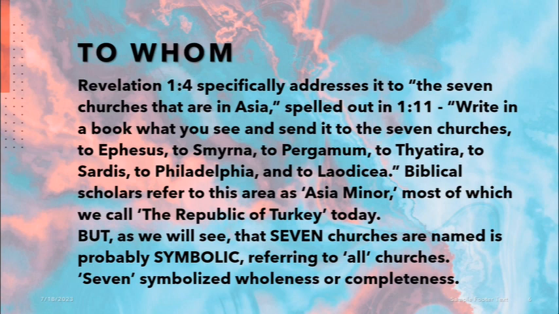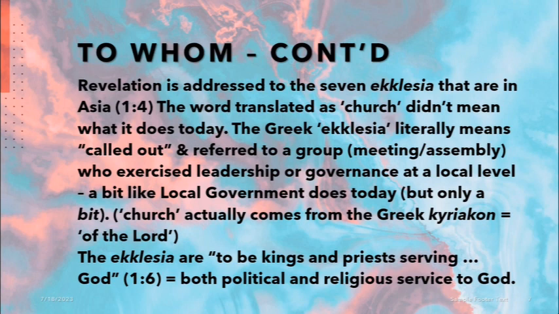But as we'll see, that 7 churches are named is probably symbolic, because the number 7 was symbolic of wholeness or completeness. So the fact that it was 7 churches implies that it was actually referring to all churches. The fact that it's addressed to churches doesn't clarify exactly who are the recipients of the letter, because Revelation is addressed to the 7 ecclesia that are in Asia.